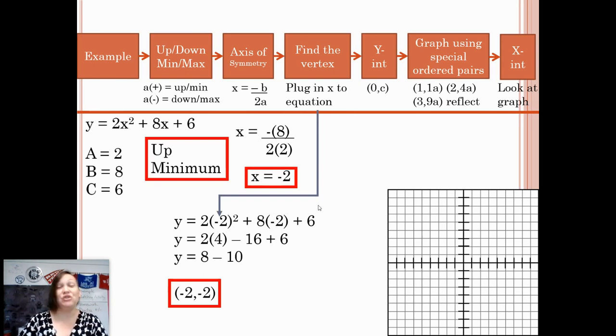My y-intercept should be at where the letter C is. In this problem, the letter C is 6. So my y-intercept is 0, 6.